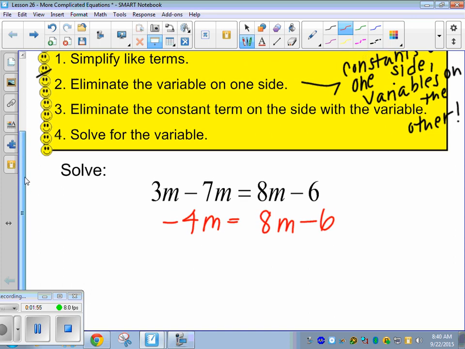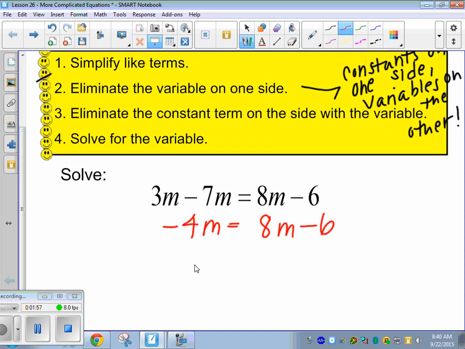So my second step tells me to eliminate the variable on one side. So you guys can do this either way. This one probably easier to eliminate the variable from this side, right? Because I already have my number over here. So if I want to eliminate the variable, which is our m terms from this side, what should I do to both sides? Nathan? Yep, subtract 8m from both sides.